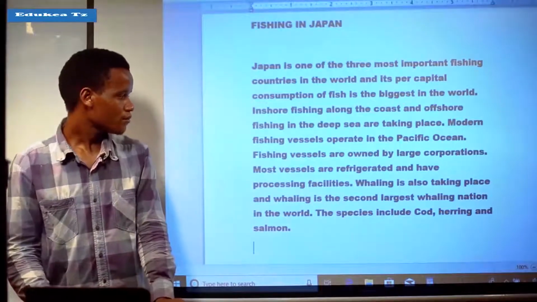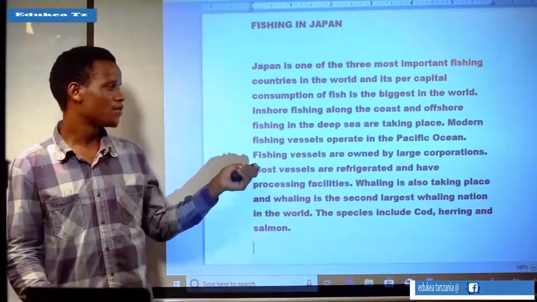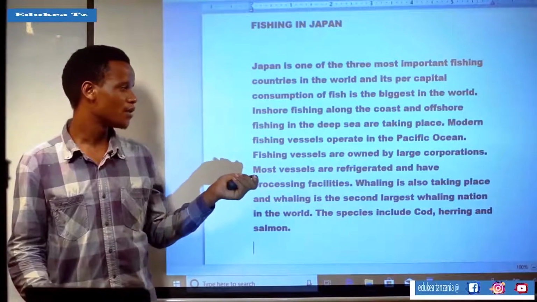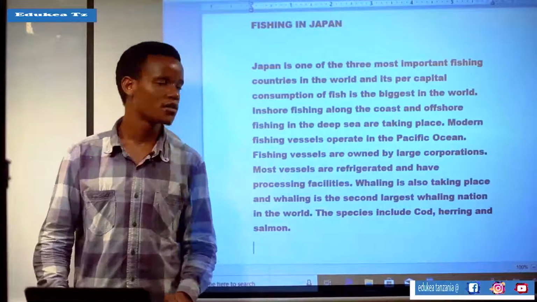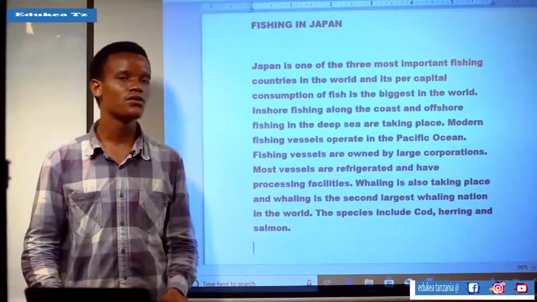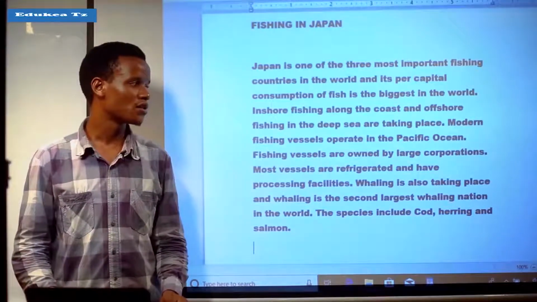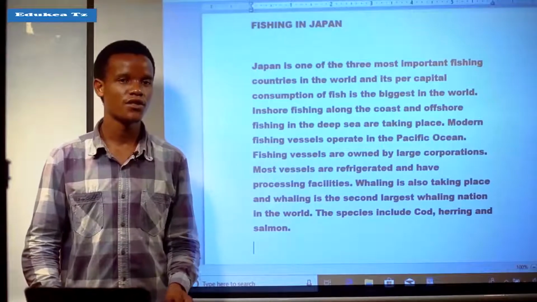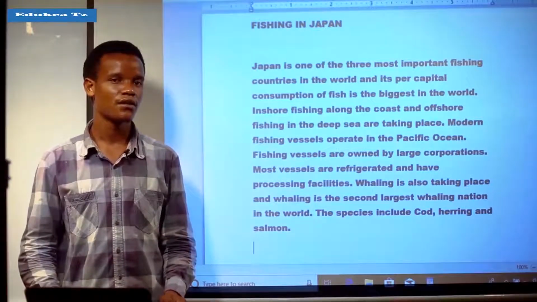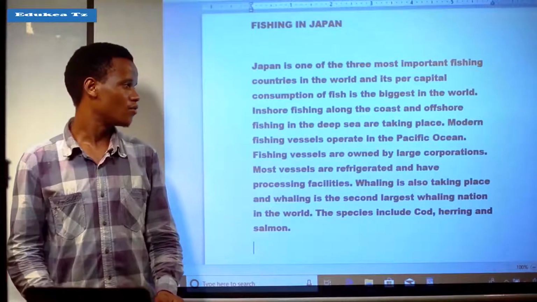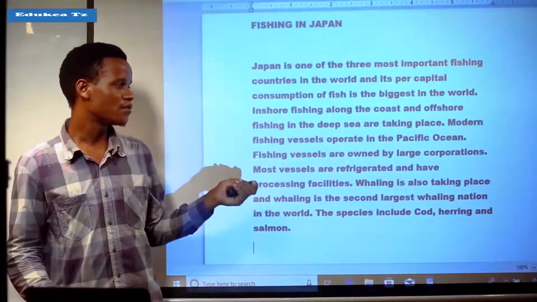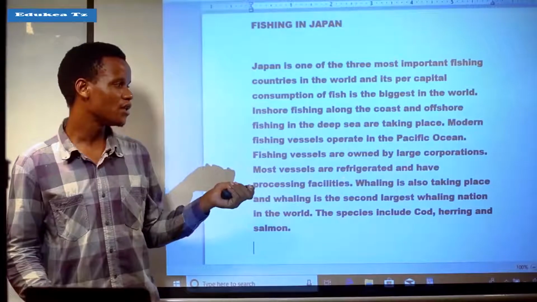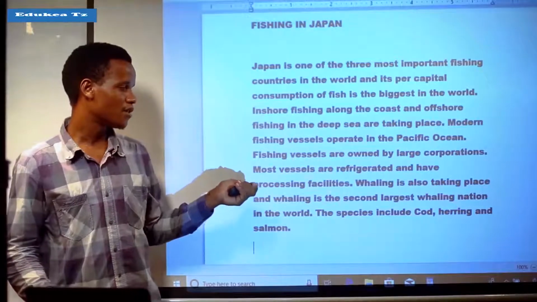Also, fishing vessels are owned by large corporations. So in Japan, there are large corporations that hold those fishing vessels and contributed much to the fishing practiced in the country of Japan. Most vessels are refrigerated and have processing facilities.